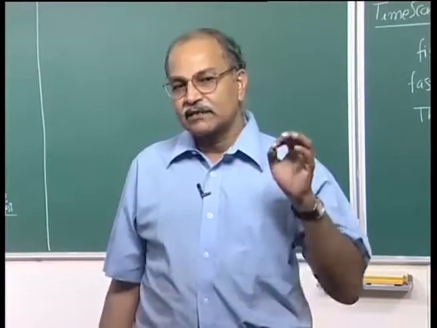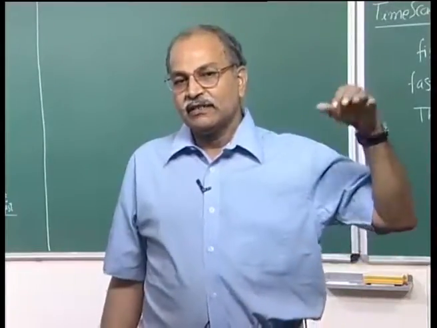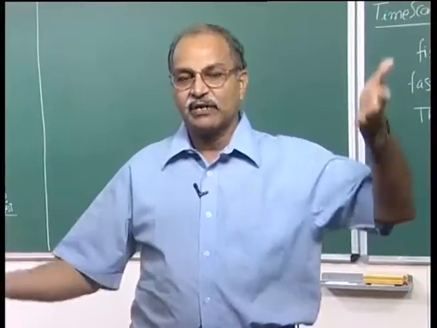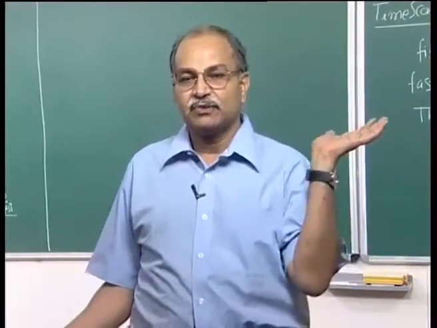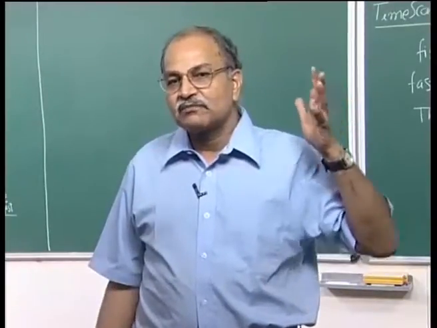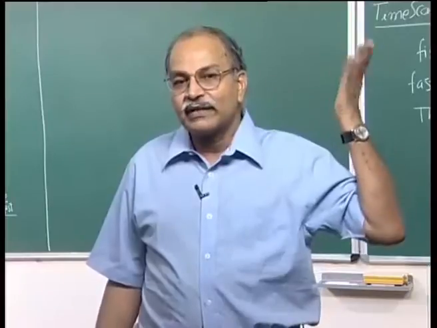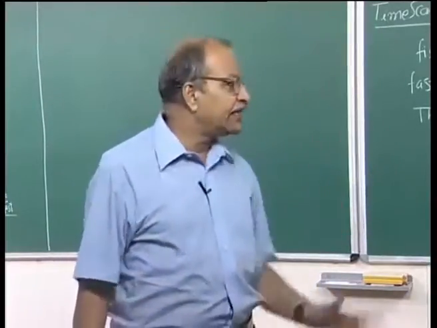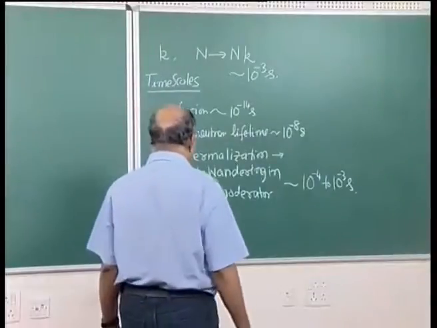Similarly, if this k is slightly more than 1, then every millisecond the number of neutrons will keep on increasing by this factor k, which is more than 1, and in a very short time the rate of reactions will be so high that it will be uncontrollable. One can work out a formula for that.